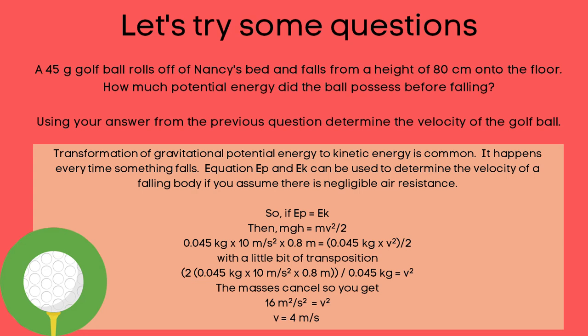The masses, of course, will cancel out since you're dealing with the same object, and you will get 16 meters squared per second squared to give you velocity squared. Now all you have to do is find the square root of velocity squared to get v by itself, and you get 4 meters per second.